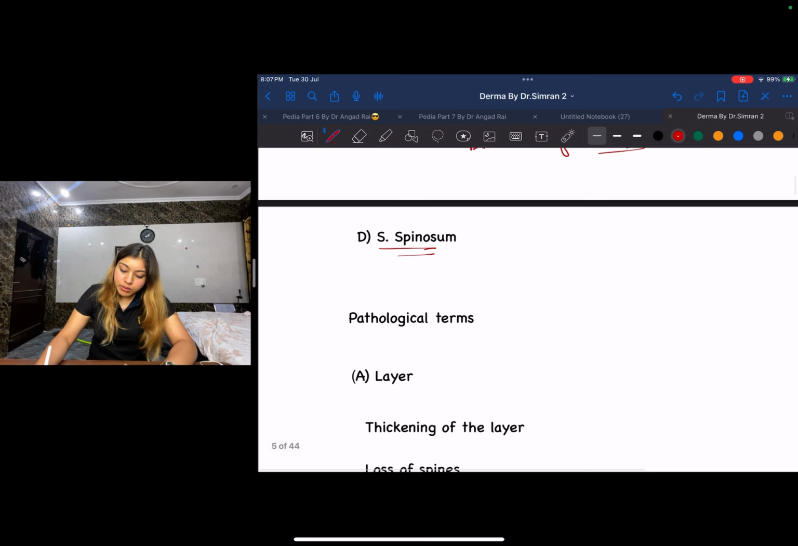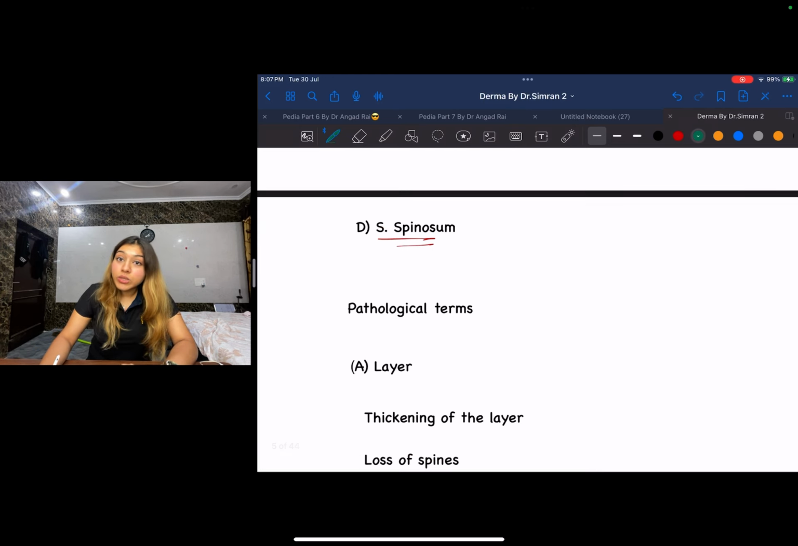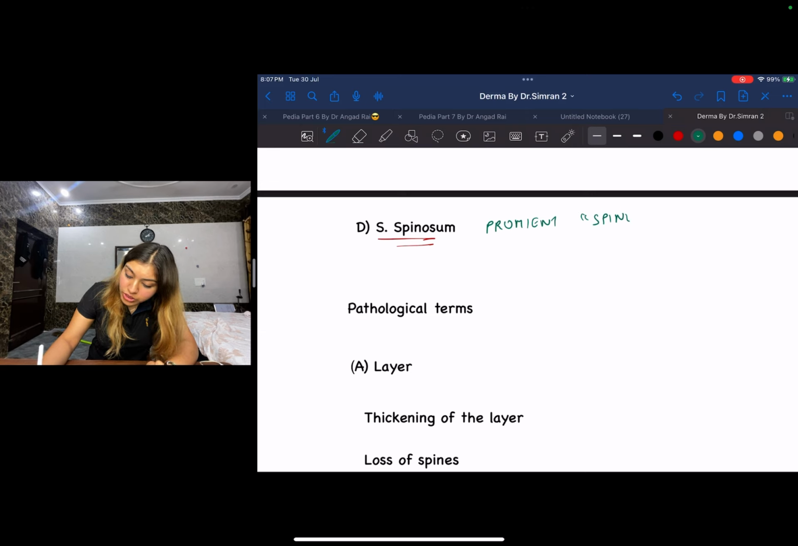In stratum spinosum, what you need to know is that spinosum means there will be something that is spine like. So what you need to know over here is that there are going to be prominent spine like projections present in this layer of your skin.